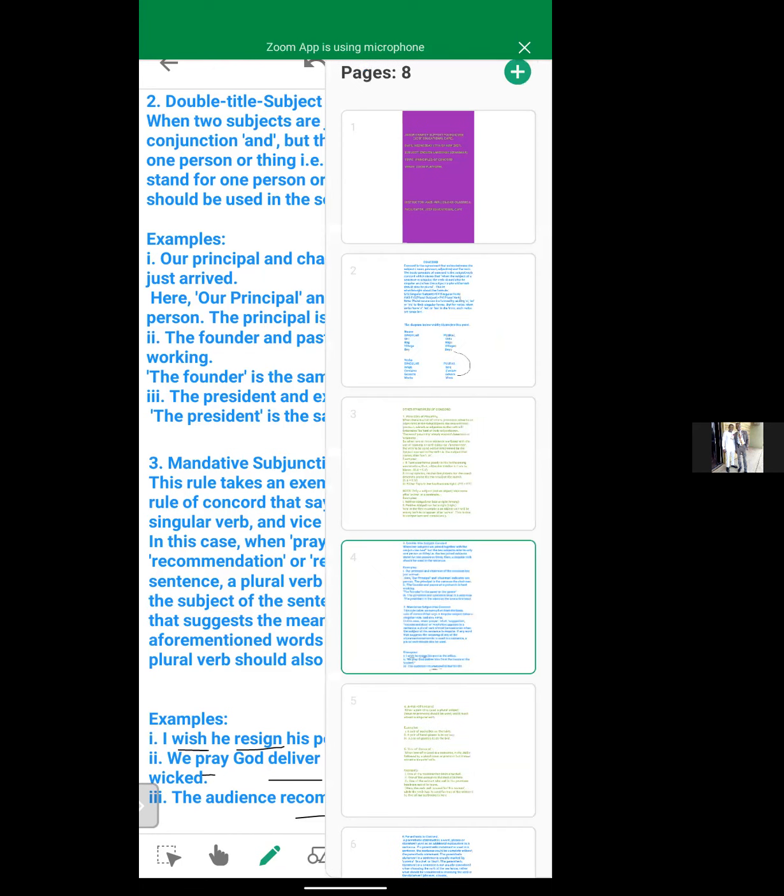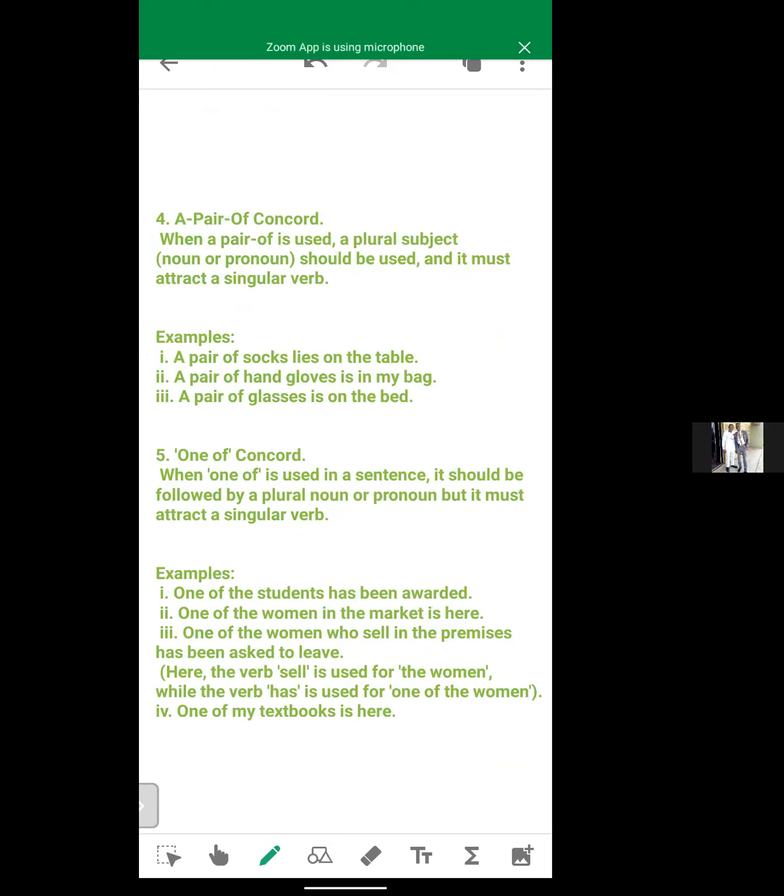All right, so let's see some other principles here. A pair of concord. This one is used when you see sentences that begin with "a pair of": a pair of socks, a pair of trousers, a pair of glasses, a pair of hand gloves, like that. So wherever you see them, the principle states that a plural subject should be used with "a pair of", and then a singular verb working for it.